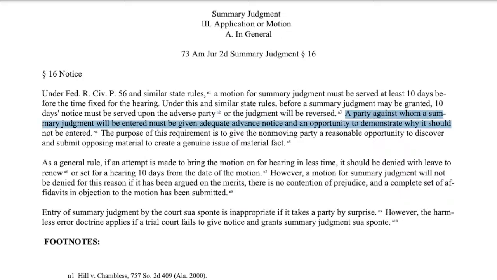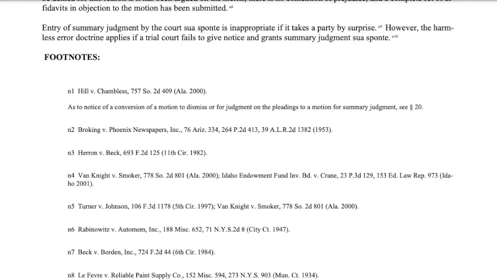The party against whom a summary judgment will be entered must be given adequate advance notice and an opportunity to demonstrate why it should not be entered. The purpose of this requirement is to give the non-moving party a reasonable opportunity to discover and submit opposing material to create a genuine issue of material fact. This is a good one here.